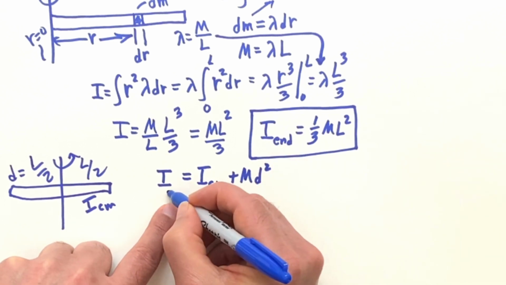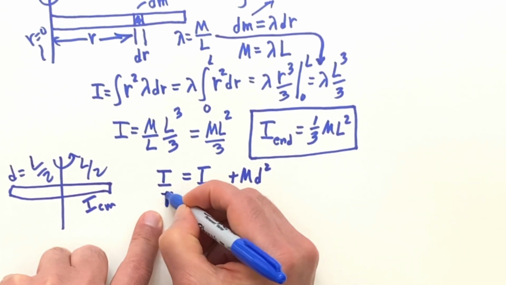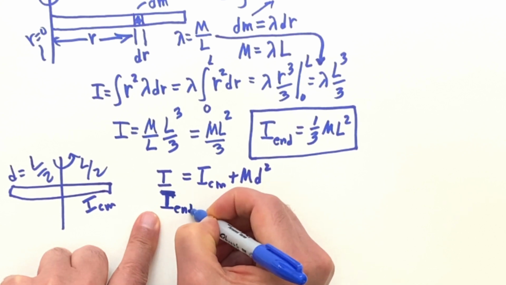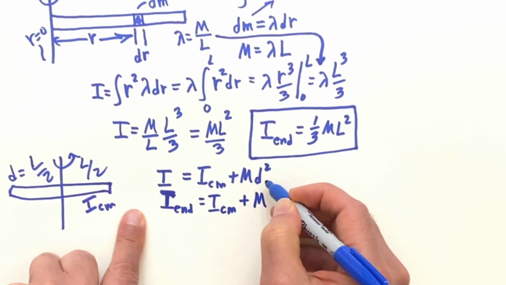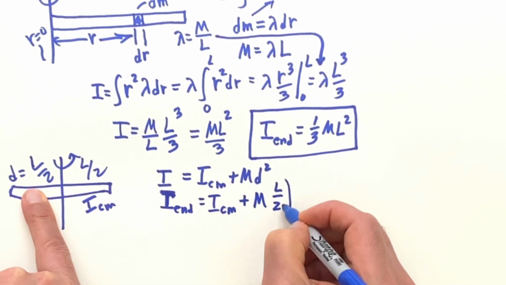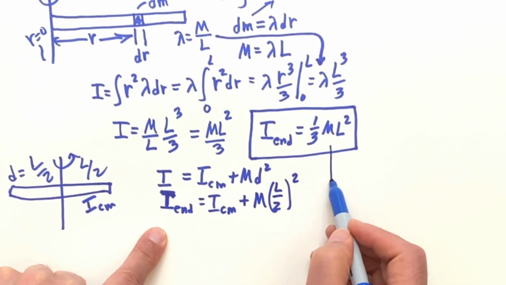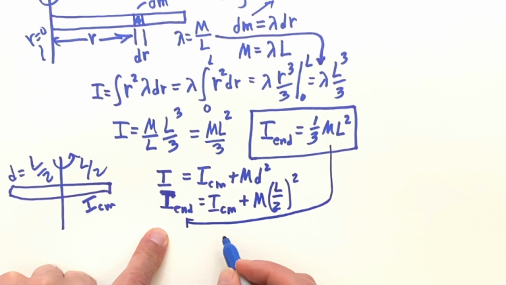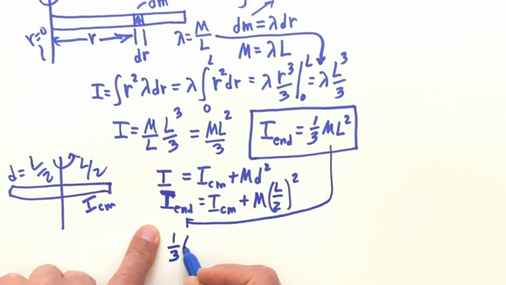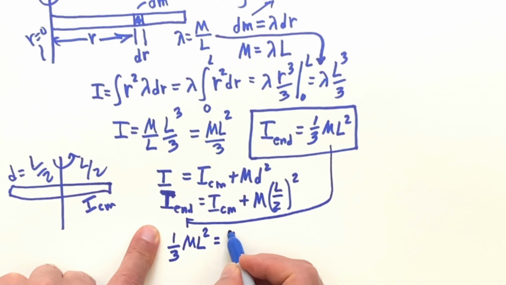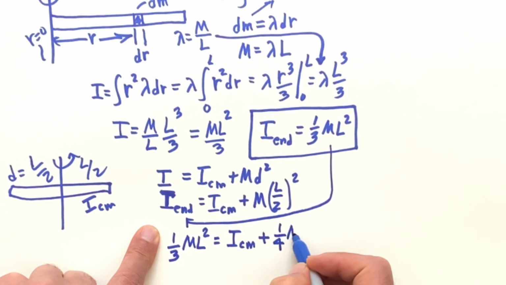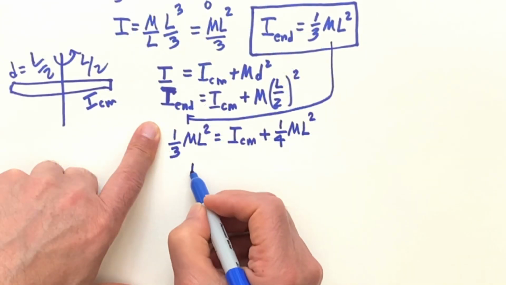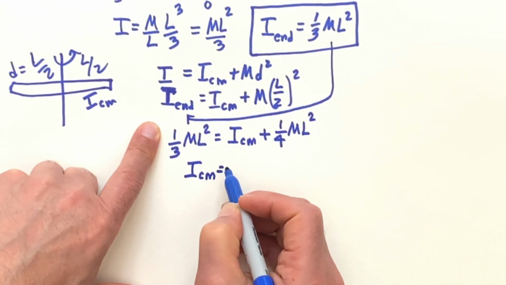Now, we do know the end, so let's go ahead and write this equation out again and apply it to the end. So if you apply that to the end, then we have I center of mass plus m. The d now is L over 2, so we have L over 2 squared, and then this can be put in here. We can solve for the I center of mass. So 1/3 mL squared equals the moment of inertia about the center of mass plus, and what do we have here? Well, we have 1/2 squared, so that's 1/4 mL squared.